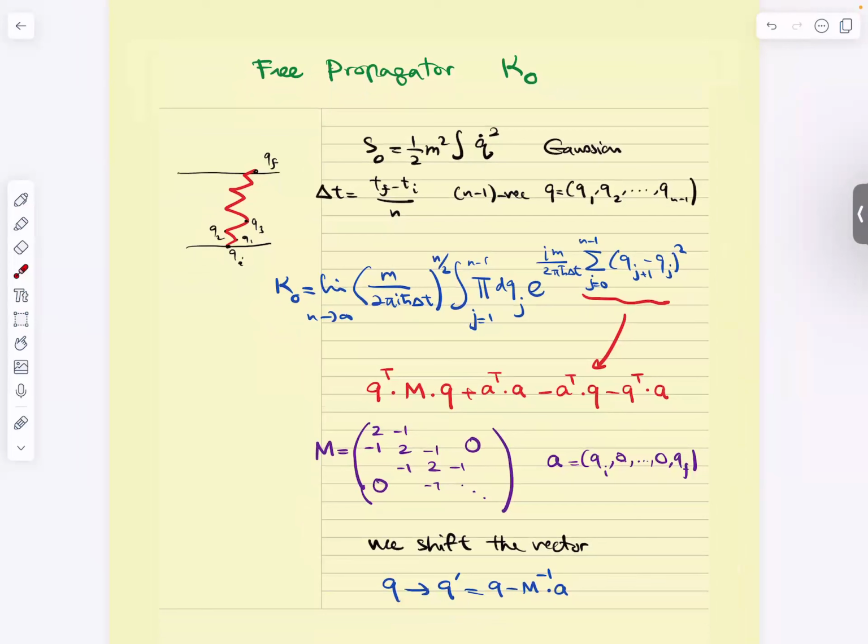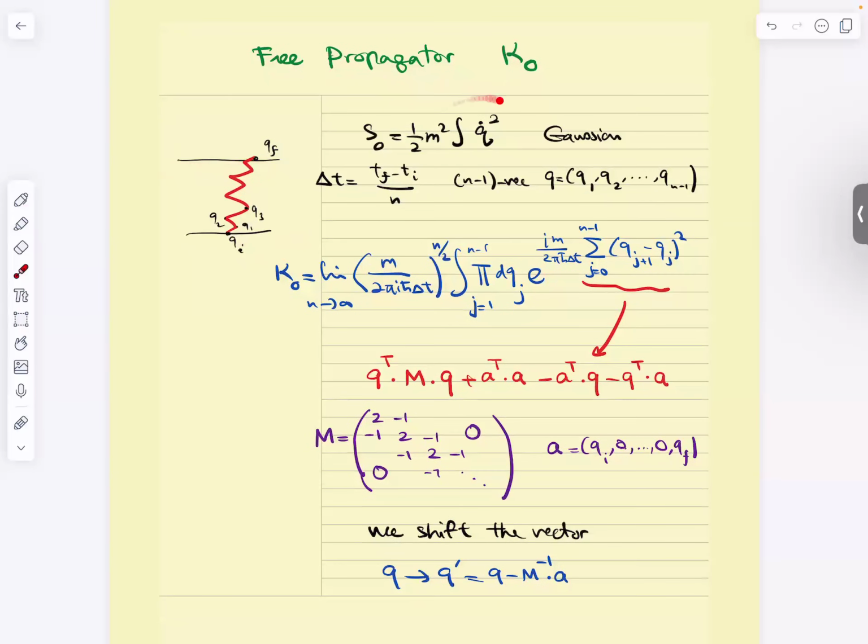All right, so the Gaussian free propagator. Imagine, well, this is the setup that we had. Our action is going to be just half m q dot squared. This is the Gaussian integral. So let's just split t_i and t_f into n pieces, delta t. Because we're discretizing, we can think of the values q1, q2, all the way to q_{n-1}. Those are the integrals in the middle, right? And it's a vector.